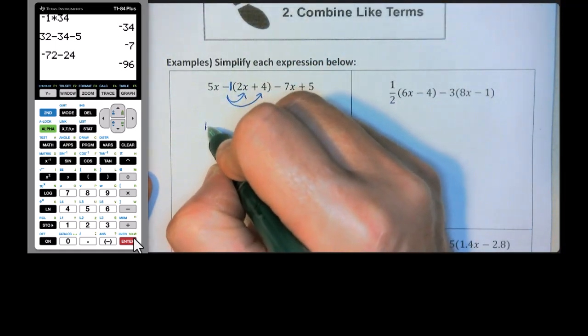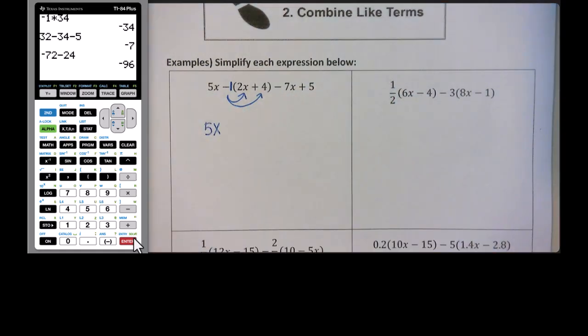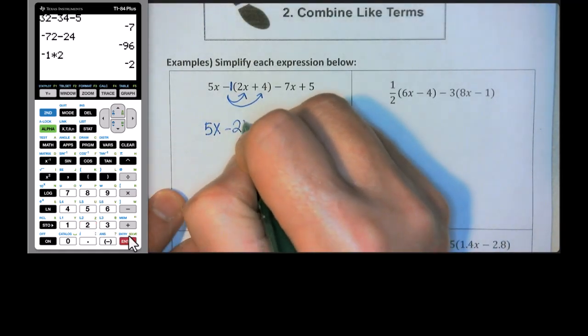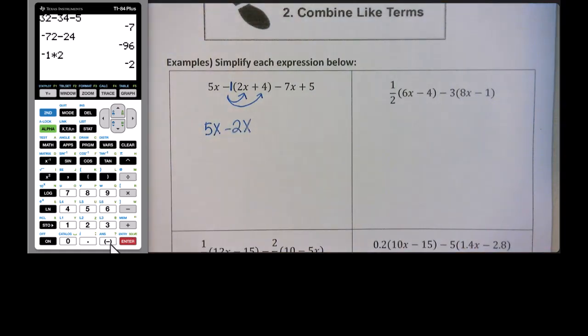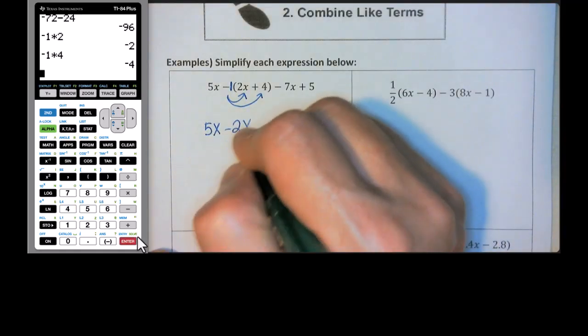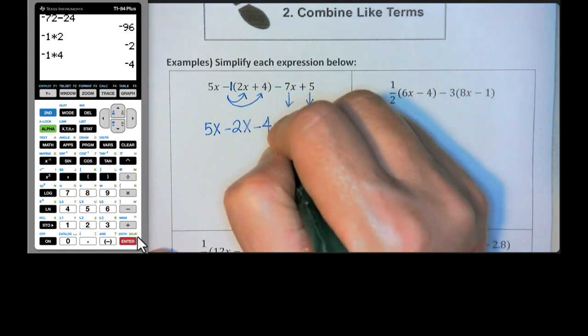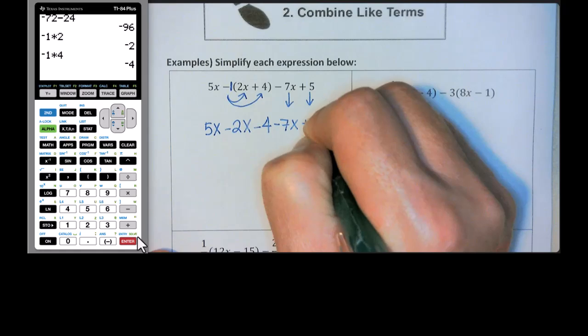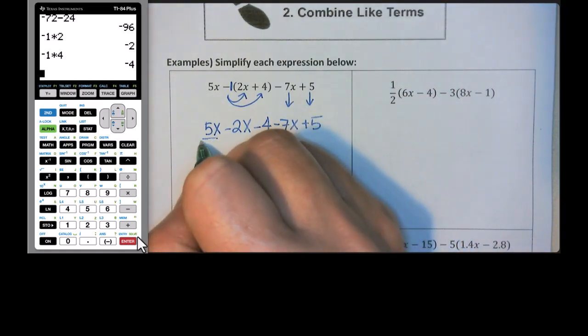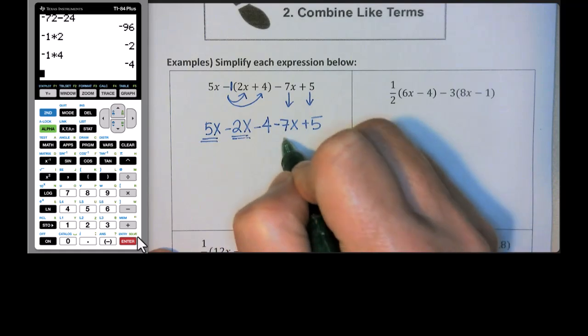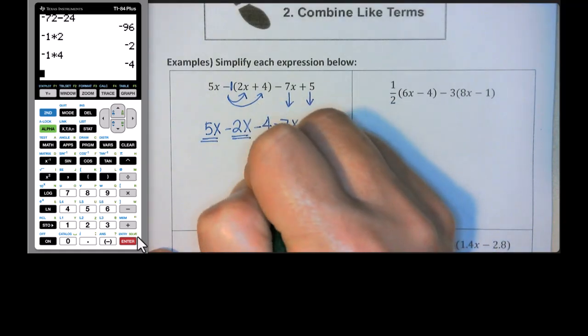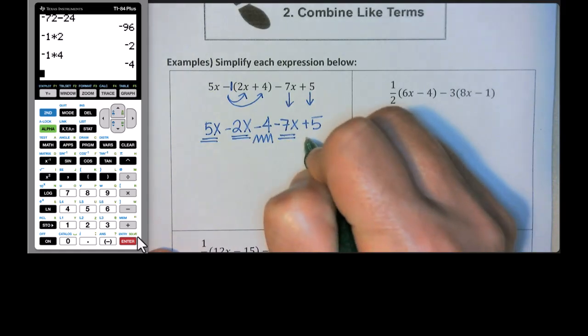So that means you're going to bring down the 5x, and then you multiply -1 times 2, and you get -2x. Then you do -1 times 4, and then you get -4. And then you bring down these two values because they're not attached to a parenthesis. Now we're going to combine like terms. 5x minus 2x, -7x. And this one, we're going to combine.